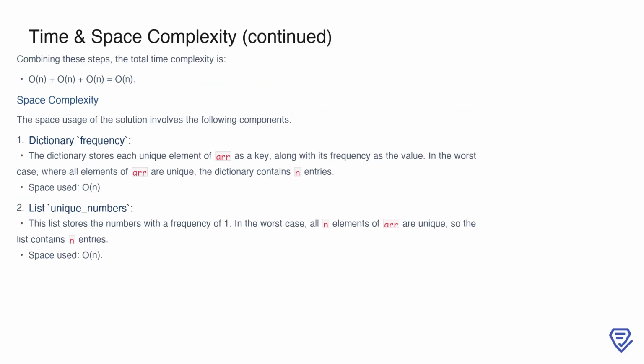Adding the time complexities of the 3 steps gives us O(n) plus O(n) plus O(n), which simplifies to O(n). Now, let's look at the space complexity. The dictionary frequency is the first contributor, storing each unique element of the array as a key and its frequency as the value. In the worst case, where all elements of ARR are unique, the dictionary has n entries and requires O(n) space. The list unique_numbers is another component, containing numbers with a frequency of 1. Again, if all elements are unique, this list also holds n entries, contributing another O(n) to the space complexity. These components are the foundation for determining the total space usage.